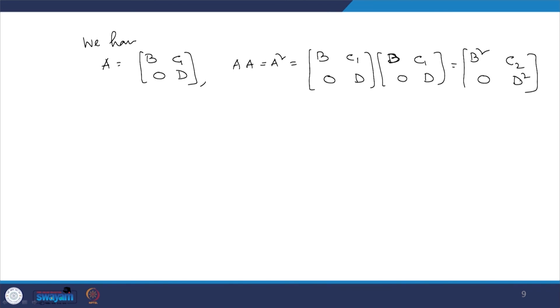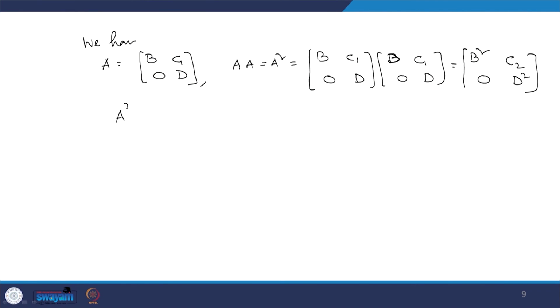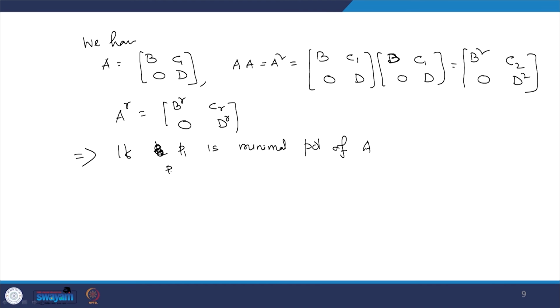So, the diagonal entries will be B square and D square, but the off-diagonal will be 0 and some other matrix C 2. So, in general you will have A to the power r equal to B to the power r, some C r, 0 and D to the power r. This implies if P 1 is the minimal polynomial of A, so P 1 of A will be equal to 0.